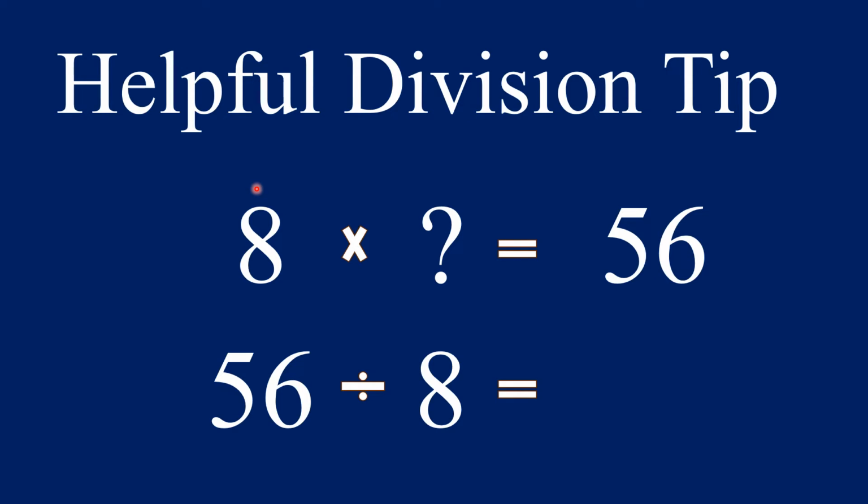So now all we have to do is think 8 times what number equals 56. Did you say 7? Good job, that is the correct answer. 8 times 7 equals 56. So if 8 times 7 equals 56, then I now know that 56 divided by 8 equals 7. Do you see how the numbers in both equations are the same? These are fact families. So we can see how having your multiplication times tables memorized can be very helpful to solve and memorize division problems.